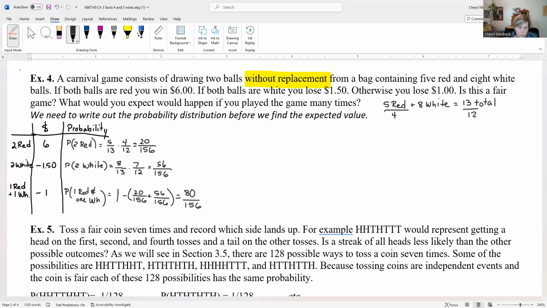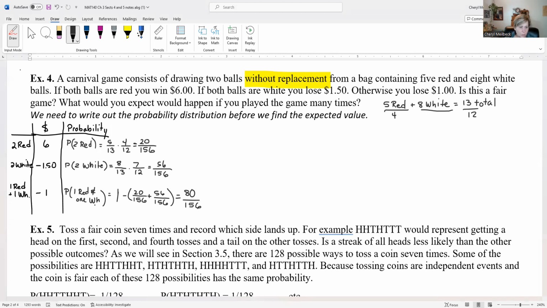Similarly, if we were drawing 2 white, since there are 8 white, to draw the first white ball out of the bag, the probability would be 8 out of 13. But once it was gone, the probability would be 7 out of 12 to draw the second white ball. So multiplying these probabilities is how we got the probabilities for these. For 2 red, it's 20 out of 156. For 2 white, it's 56 out of 156.